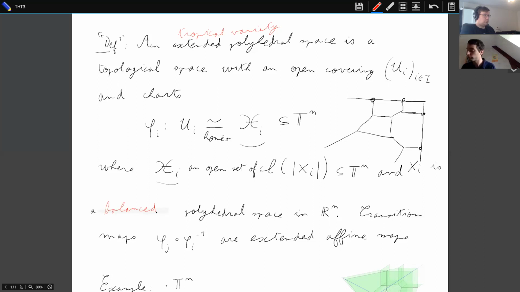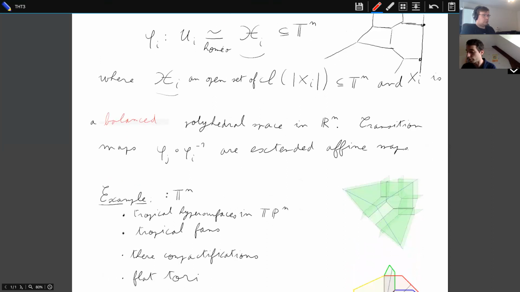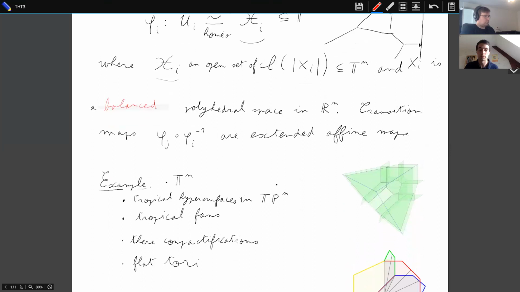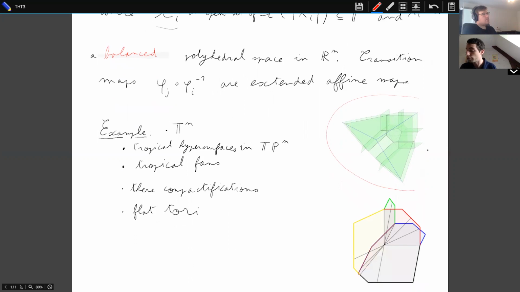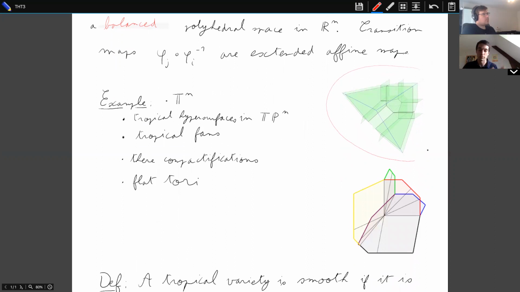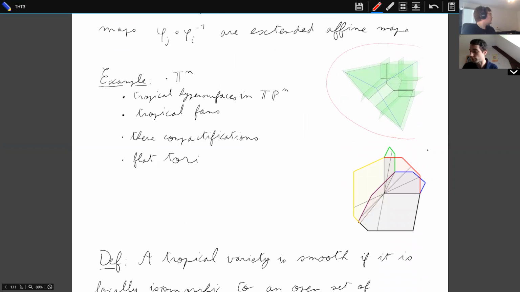Okay, so for instance, you have the affine space Tn, you have any tropical hypersurface in Tpn, so it's compactifying the tetrahedron, which is Tpn, the infinite tetrahedron. You have tropical fans. You have the compactification of tropical fans. You have also the flat torus, if this is a tropical variety. Okay, so you have many interesting things.